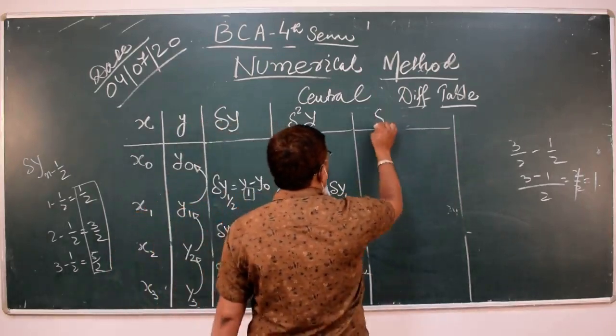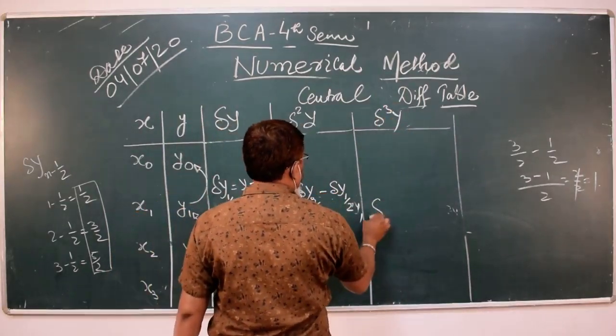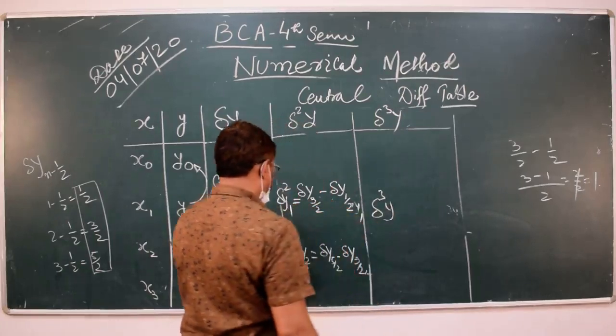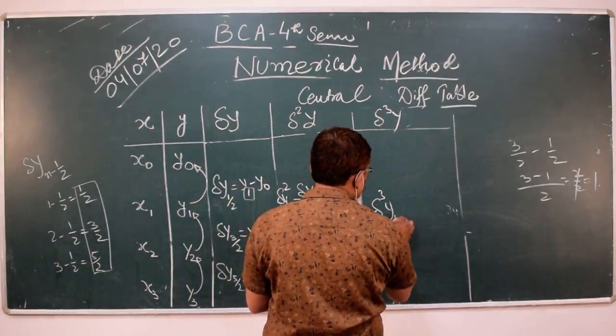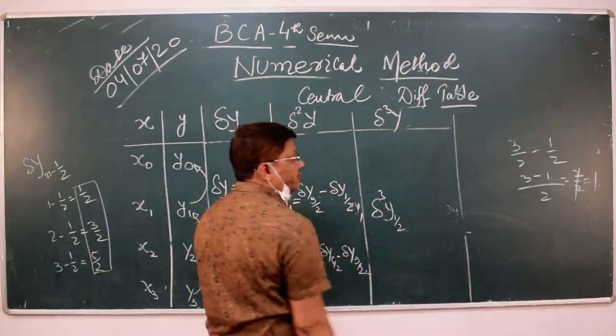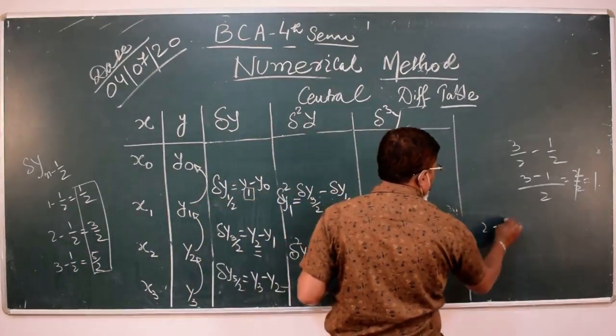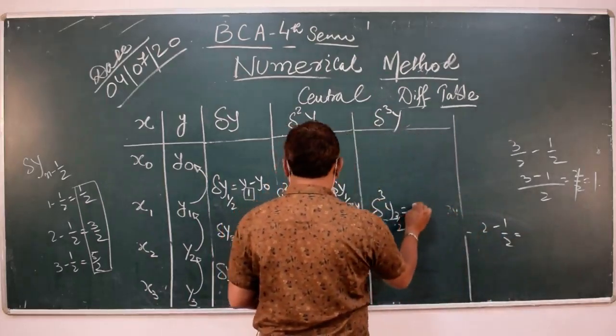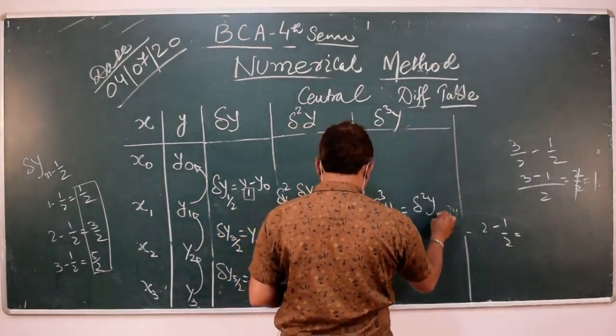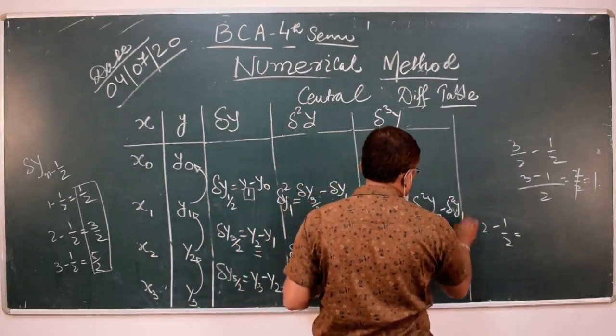Now come to the delta cube y. For delta cube y, the n value is 2. 2 minus 1 by 2 gives 3 by 2. It is equal to delta square y2 minus delta square y1.